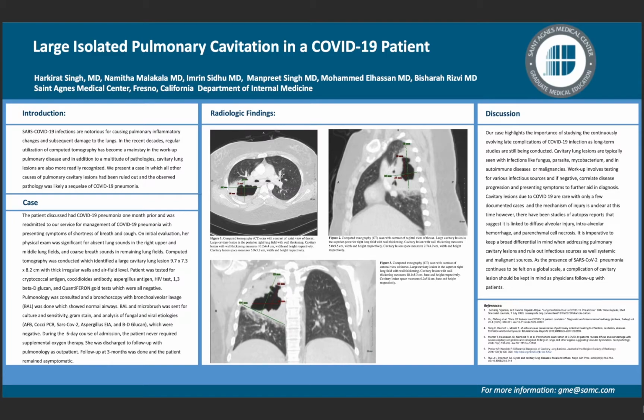Our case highlights the importance of studying the continuously evolving late complications of COVID-19, as long-term studies are still being conducted. Cavitary lesions due to COVID-19 are rare, with only a few documented cases, and the mechanism involved is unclear at this time.